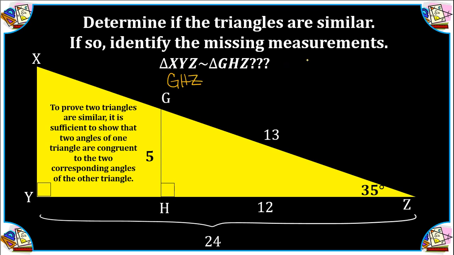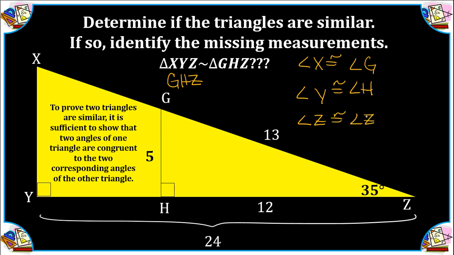So first of all, we're going to have angle X needs to be congruent to angle G. Angle Y needs to be congruent to angle H, and then angle Z needs to be congruent to angle Z itself. So we know this is true. Both of these are 35 degrees. Then we have angle Y and H, and we can see that they're both 90.